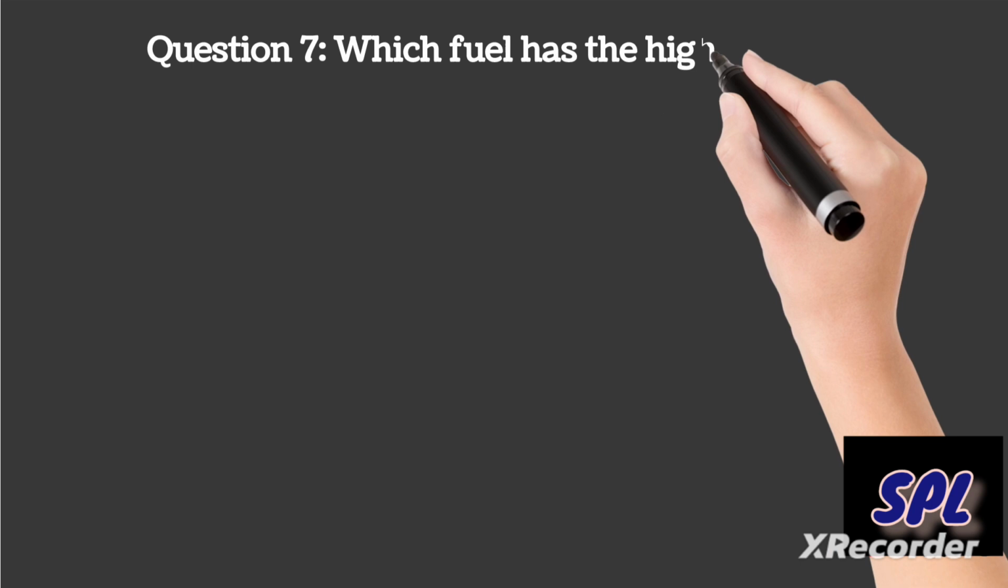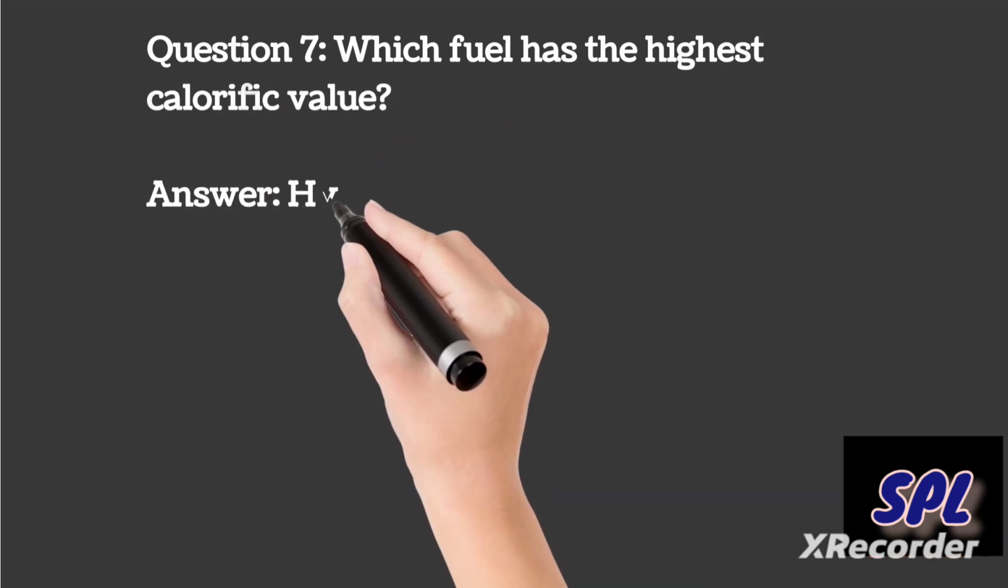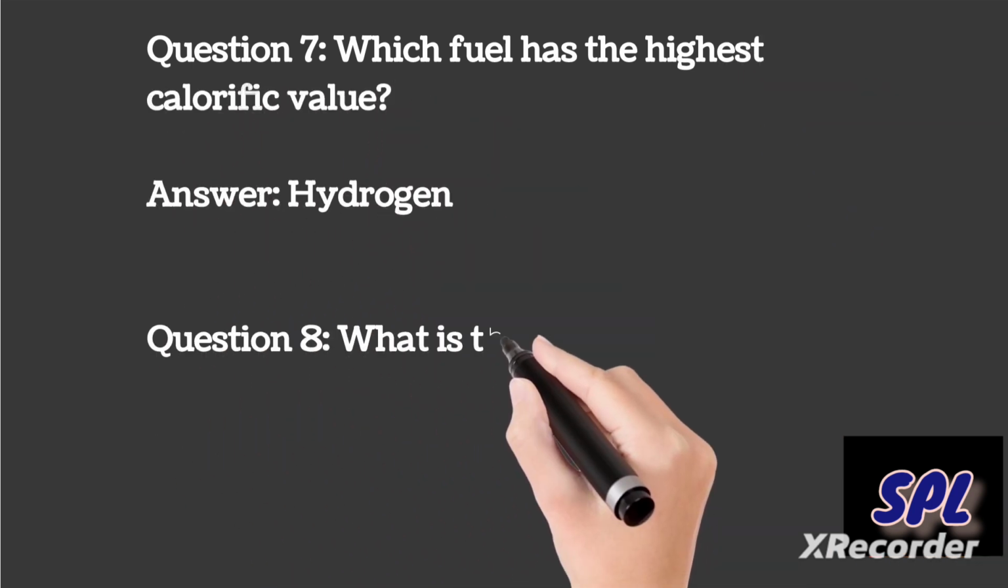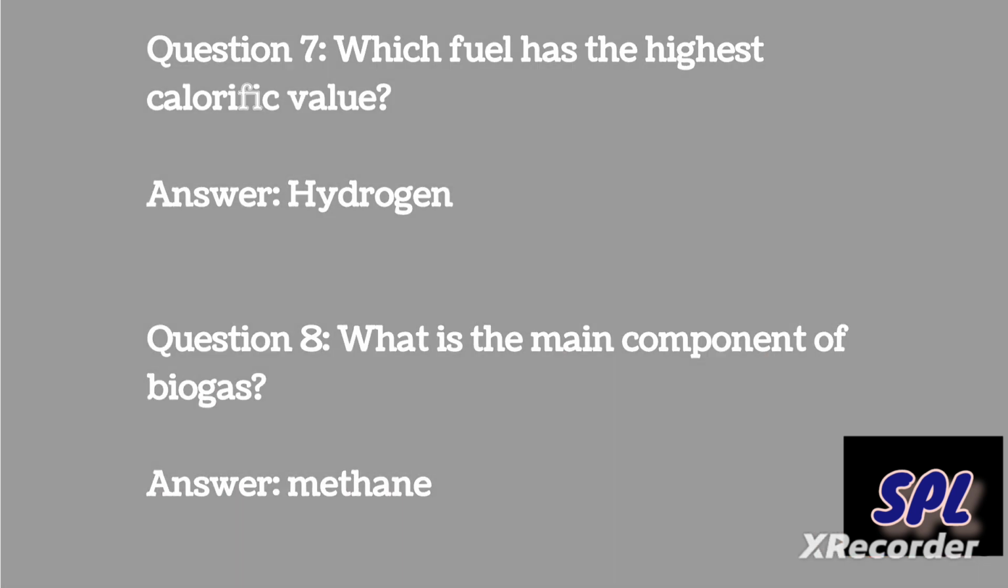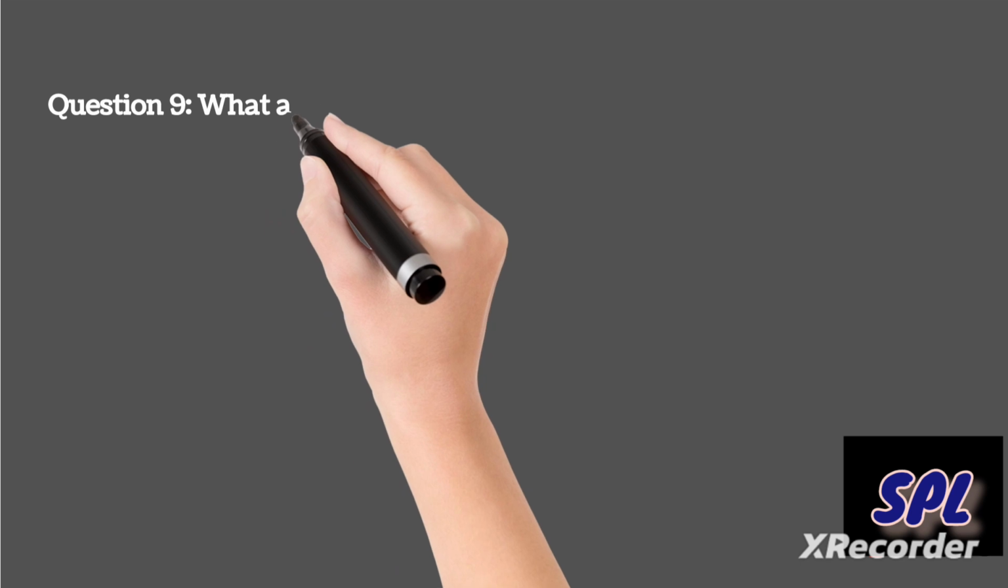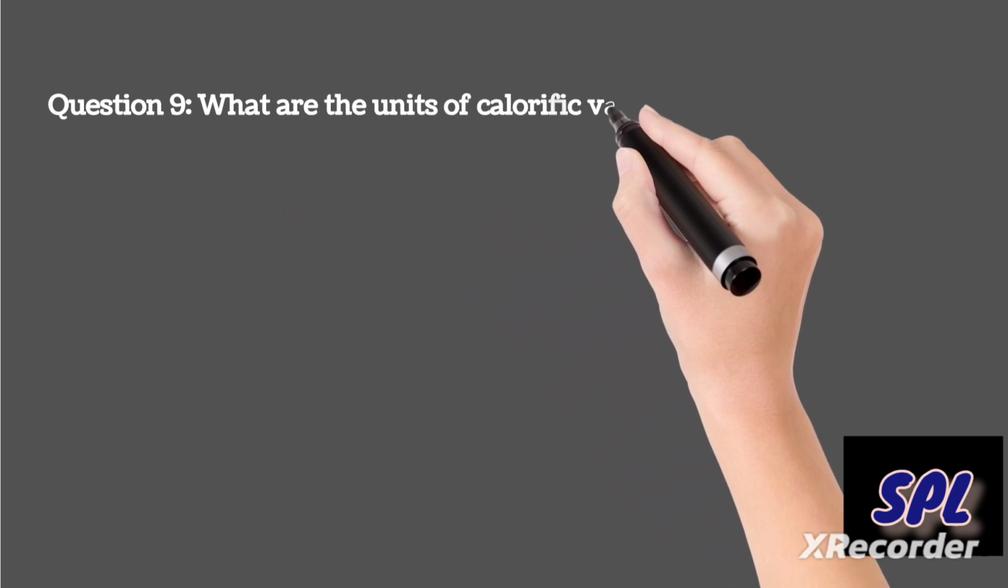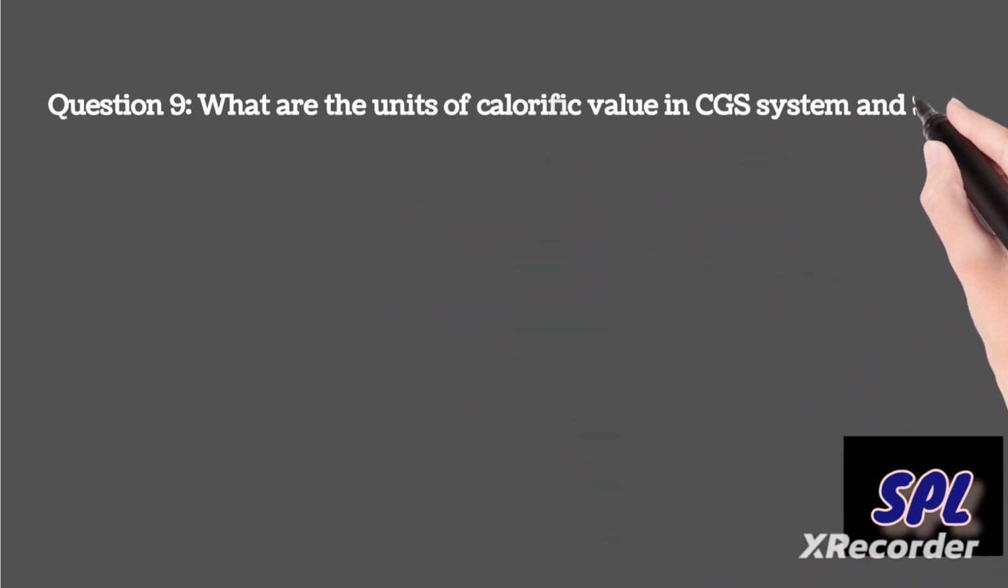Question 7. Which fuel has the highest calorific value? Answer. Hydrogen. Question 8. What is the main component of biogas? Answer. Methane. Question 9. What are the units of calorific value in CGS system and SI system?